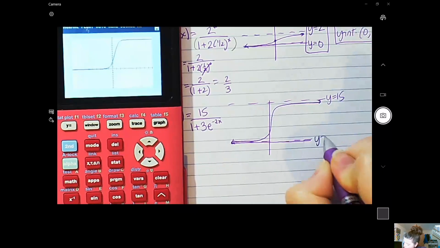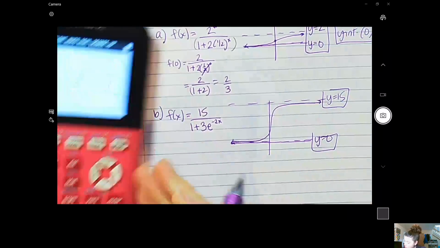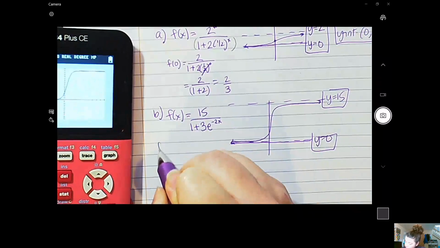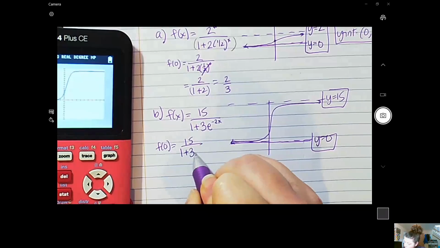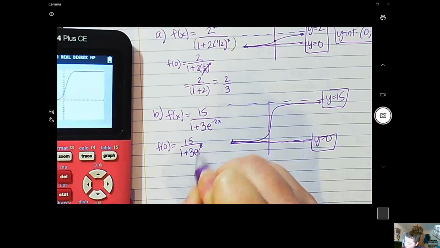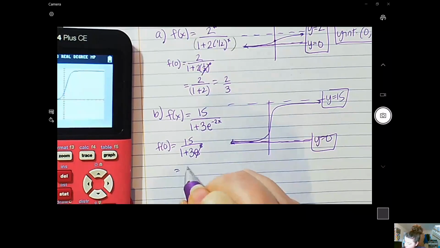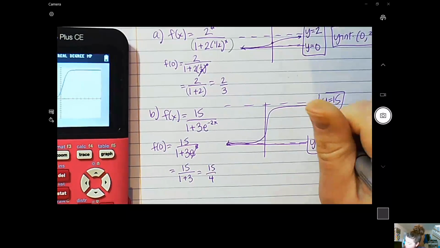All right, so y equals 0 and y equals 15. And then to get my y-intercept, I'm just going to go ahead and plug in 0. f of 0 is 15 over 1 plus 3 times e to the 0 power, right? Negative 2 times 0. So blammo, that's 1. I have 15 over 1 plus 3, 15 over 4. So that's my y-intercept.